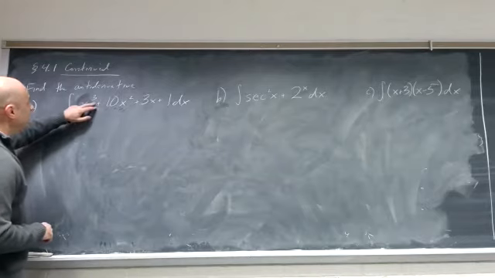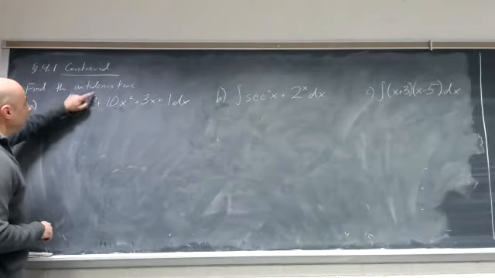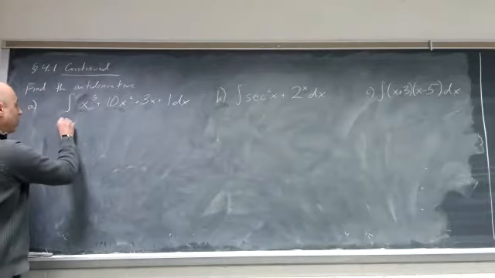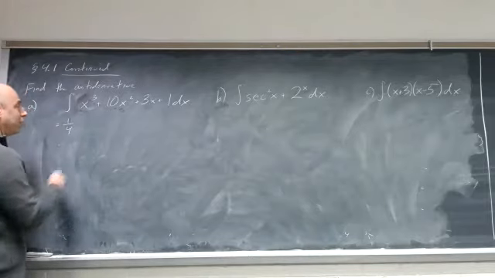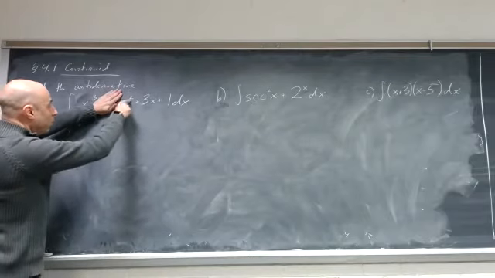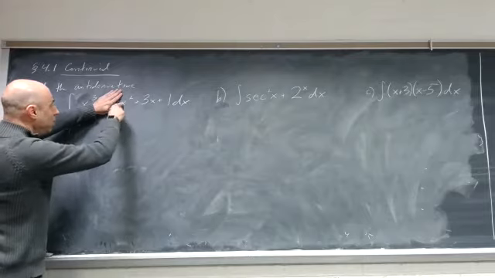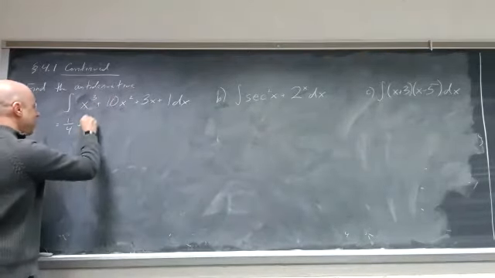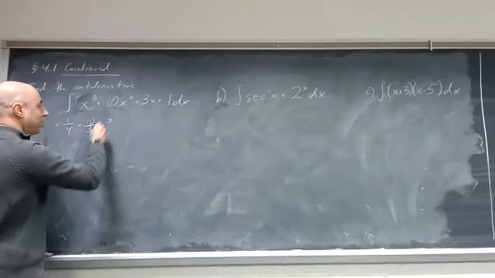So the antiderivative of x cubed, the n here is 3, so 1 over 3 plus 1, 1/4, plus the antiderivative of x squared would be 1 over 2 plus 1, 1/3 x cubed. So 1/3 x cubed times 10 is 10/3 x cubed.